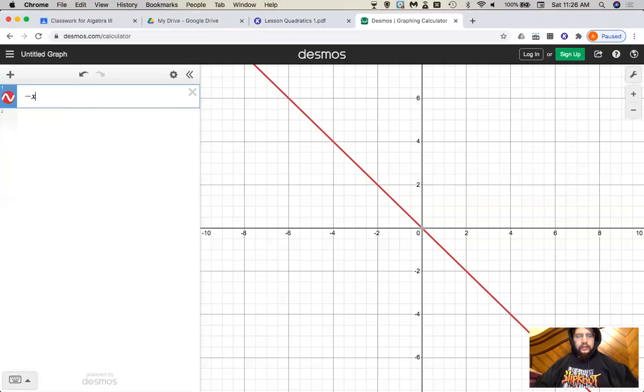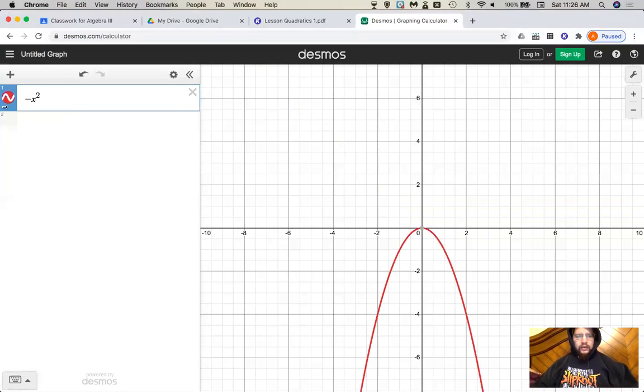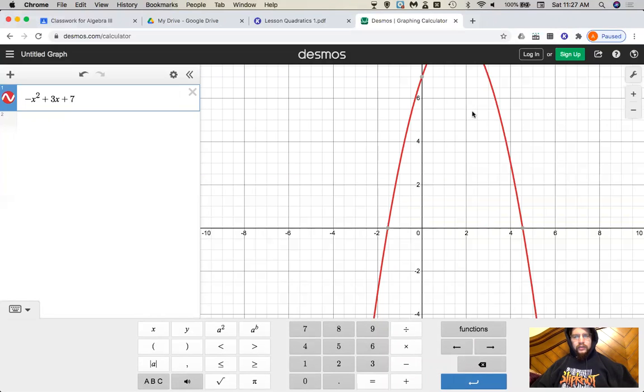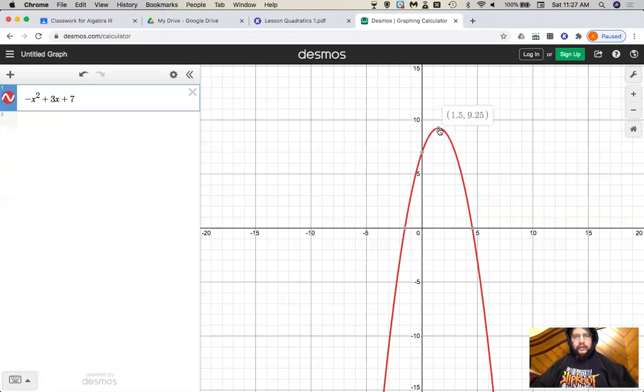Negative x squared. To get a squared, you can do shift 6, or you can just hit this up arrow and have all your functionality down here. Yes, it does have inequality symbols on there. Plus 3x plus 7. And here's this one. Now, I can't see the vertex, so I'm going to zoom out a little bit. There it is. And if you hover over it, it gives you this decimal. Obviously, you can't give me a decimal. I don't want decimals. Decimals are not acceptable.